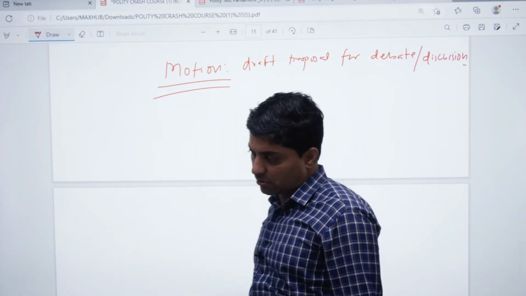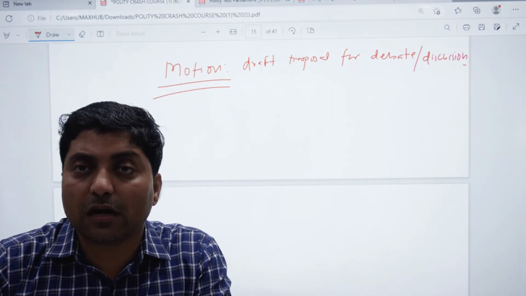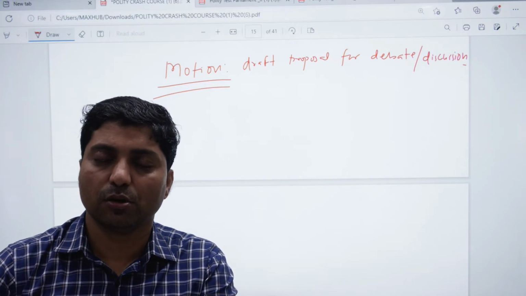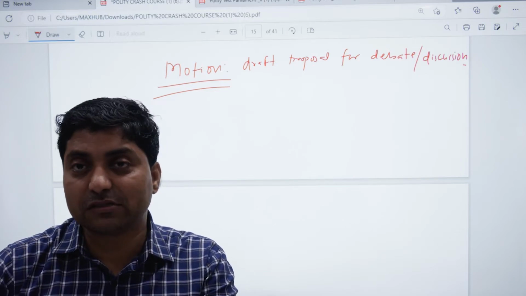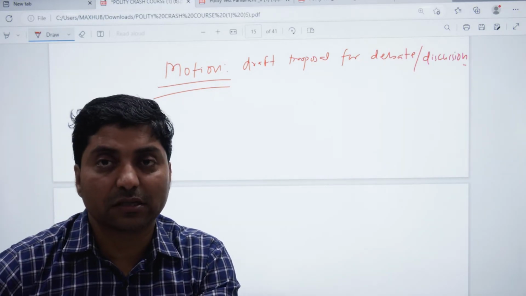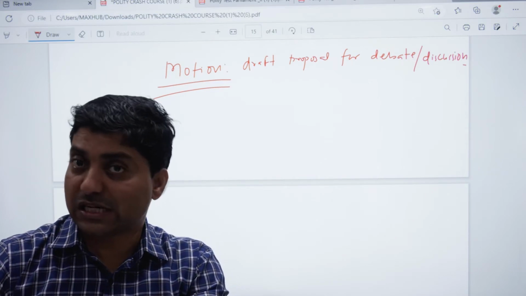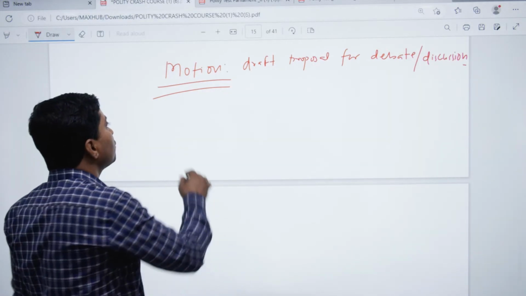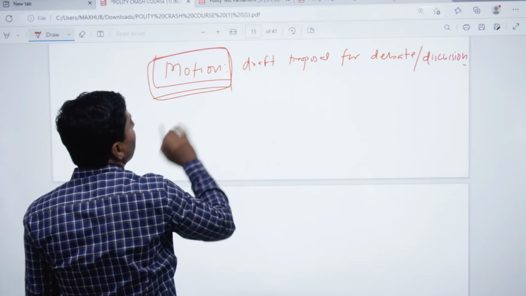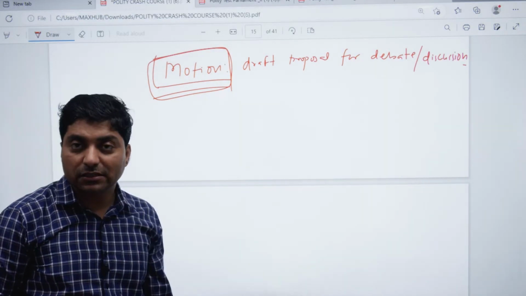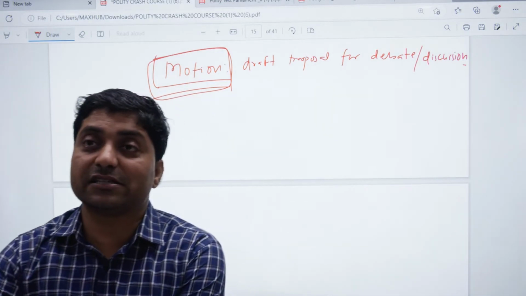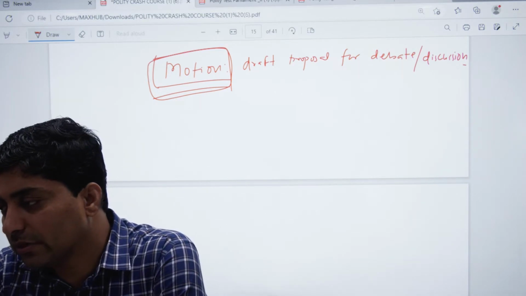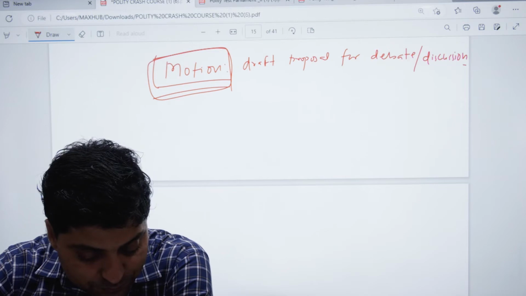And you know that Parliament is a deliberative body. Parliament debates, discusses, and contemplates different local issues, different national issues, and also international issues. And the debate can be initiated after introducing a motion. Then you may ask, is there any variety of motion, or is there no variety of motion? Yes, there is a variety of motion, right?